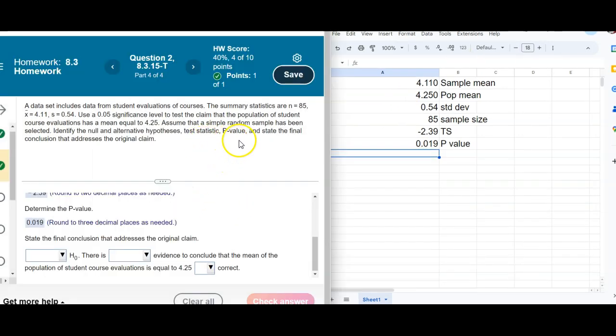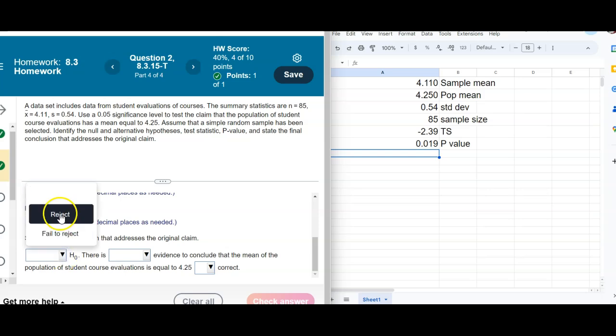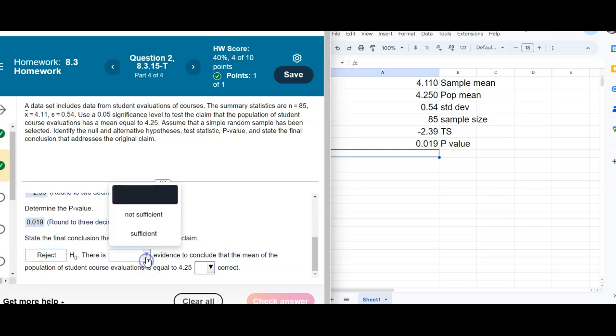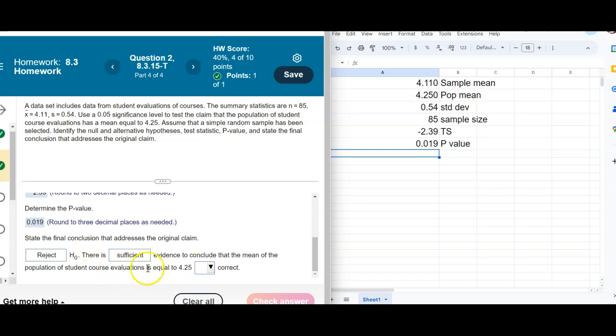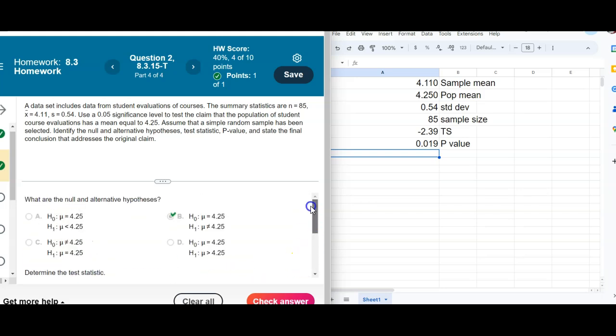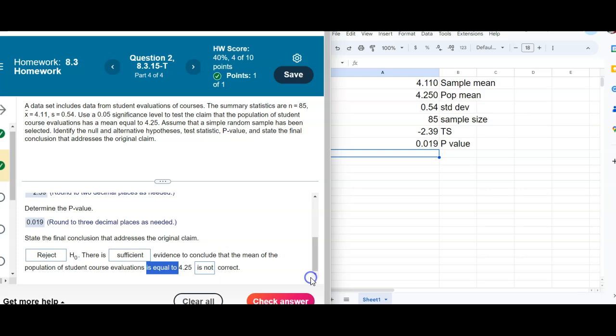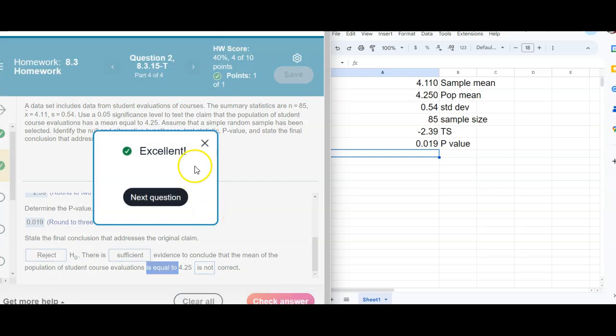All right, we always compare the p-value to alpha, or we do initially once we're getting the hang of hypothesis testing. So alpha is 0.05, the p-value is 0.019, so the p-value is less than alpha. So when that happens, we reject, and if we reject, it's because there is sufficient evidence. This is worded a weird way. This is the alternate hypothesis, which is not equal to, right? So the equality of 4.25 is not correct. That's another way to say not equal to, which is what the alternate hypothesis says there. So it's a weird way to word it, but that is the correct response.